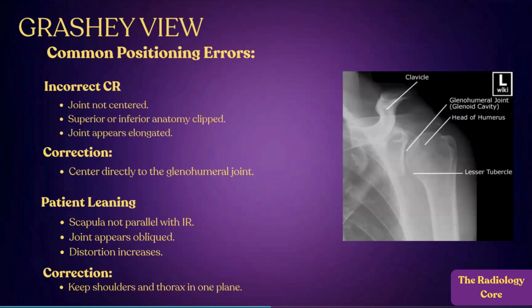If the patient is leaning from side to side, that indicates that the scapula is not parallel with the image receptor and that the joint will appear oblique. It will not be a true AP view of the scapula. And then that's what will cause the scapula to look distorted. So in order to correct that, just make sure that you have the patient rotated correctly and keep their shoulders and their thorax all in the same plane.